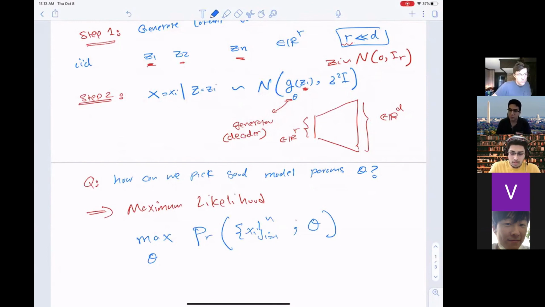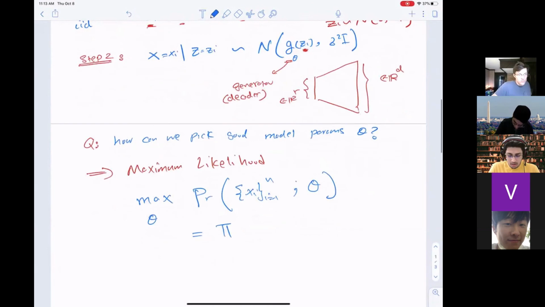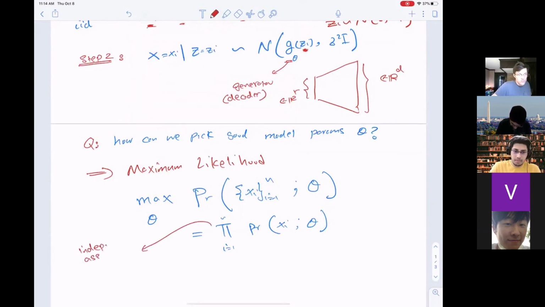And since we are assuming we are generating these samples in an IID fashion, in an independent fashion, this probability is just the product of probabilities that each of these samples, x_i, comes from my underlying probabilistic model. So that comes from the independence assumption that we have.